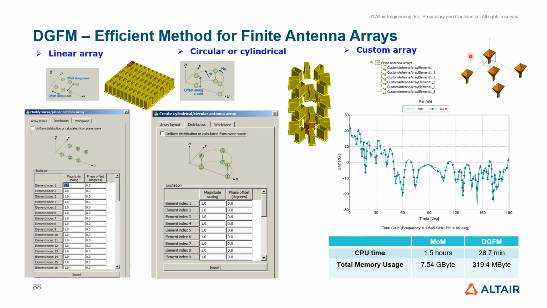So you can see that in this case, when we're doing this custom array, if you do it with method of moments, just for 5 elements here, it takes 1.5 hours, and DGFM will take only 30 minutes rather than 1.5 hours. Memory usage: 7 gigabytes versus 300 megabytes for DGFM. So there is tremendous improvement in memory and time as well.